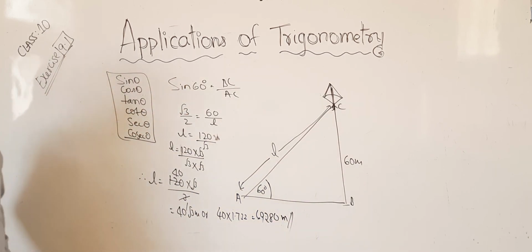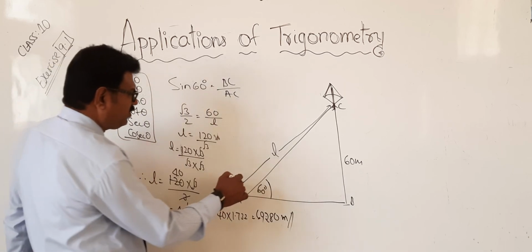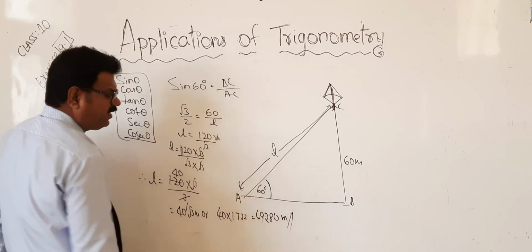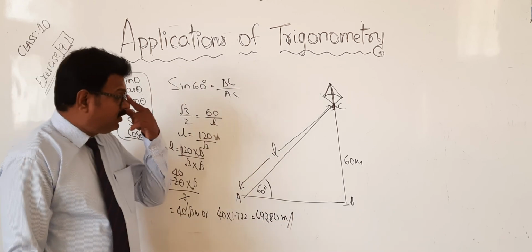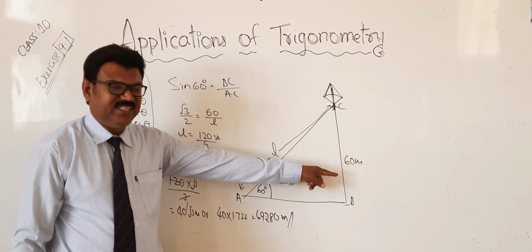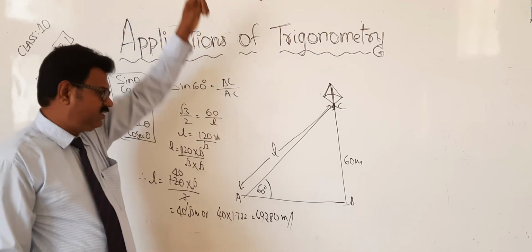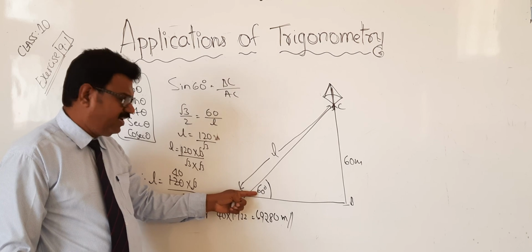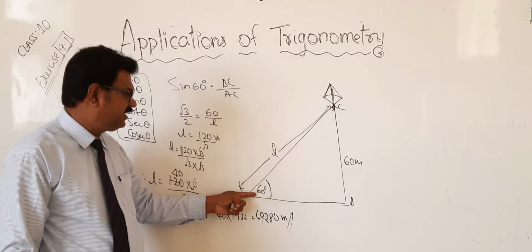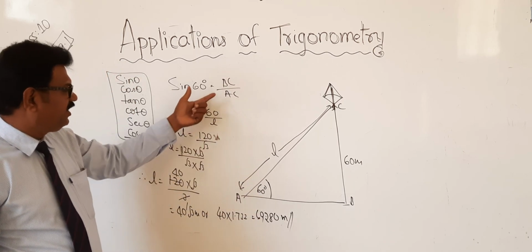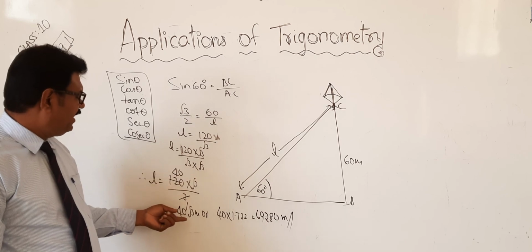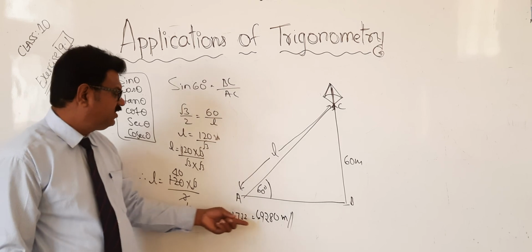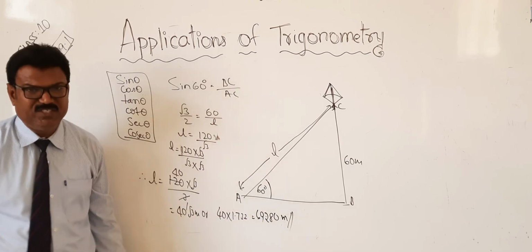Very simple. The length of the string is 69.28 meters because it is flying at a height of 60 meters. He has not given any distance, but the angle of elevation is 60 degrees. Therefore, sin 60 equals, following like this, you can write directly 40 root 3 meters. It is also correct. Otherwise, 69.28 is also correct. Please take it down.